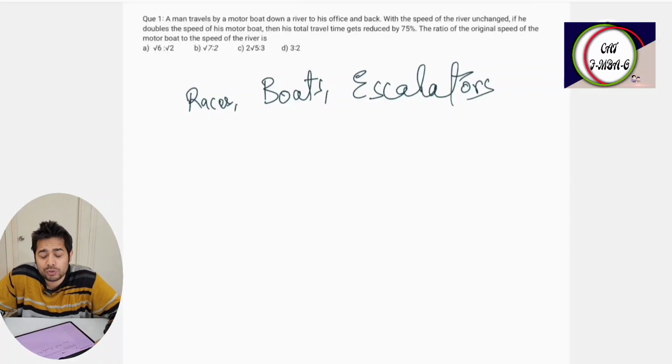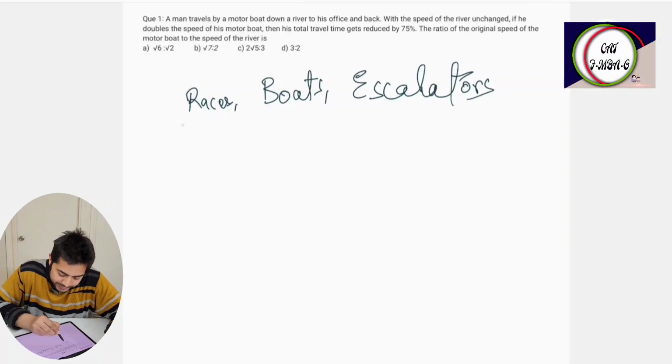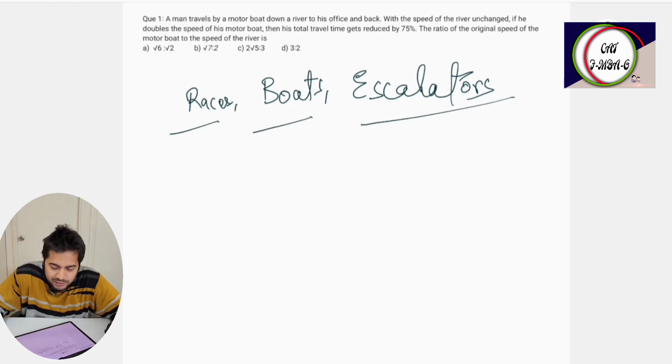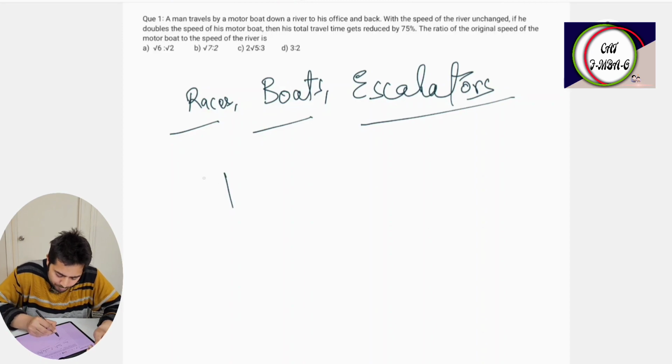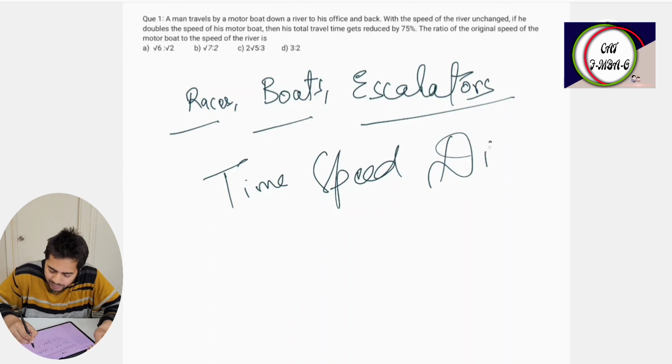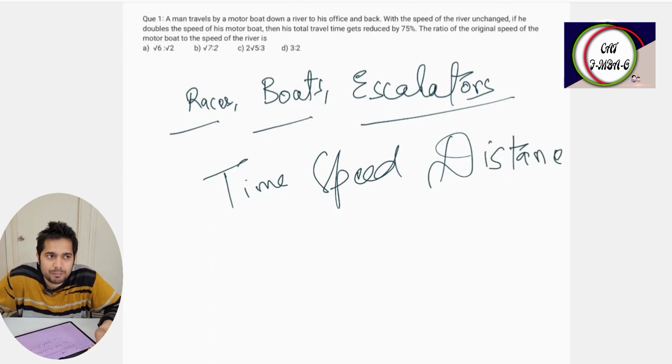So today we are going to do three important topics, that is races, boats and escalators. And all of these topics generally fall in the category of time, speed and distance. And as I told you in my previous videos also, especially in CAT exam, every year you can expect at least three questions from time, speed and distance.